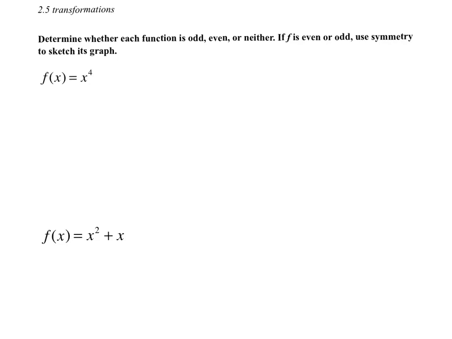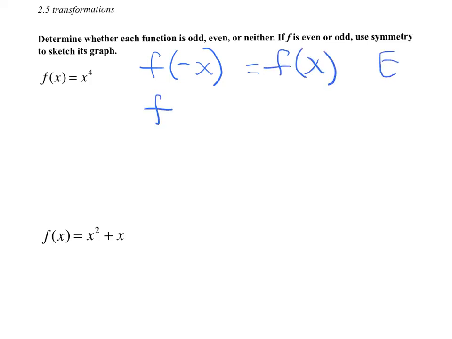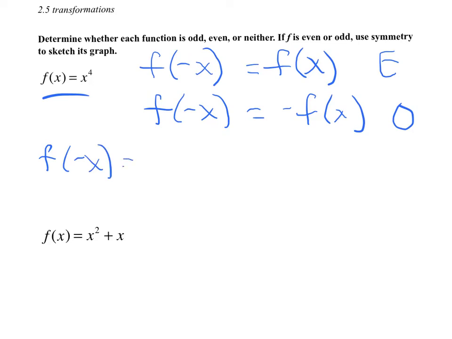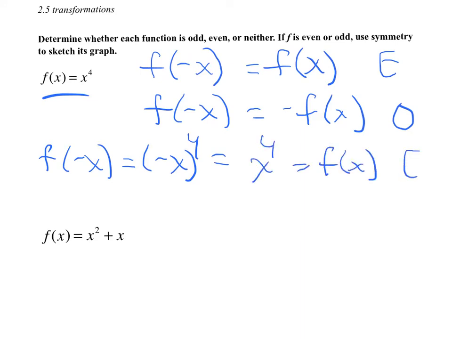And then to determine whether they're even or odd, remember you have to calculate f of the negative of x. If f of the negative of x is equal to f of x, then the function is even. And if f of the negative of x is the opposite of f of x, then the function is odd. If neither of these is true, then the function is neither. So for this one, f of the negative of x equals the negative of x to the 4th power, and since that's 4 factors of negative x, that's the same as x to the 4th power, and that's f of x, therefore the function is even.